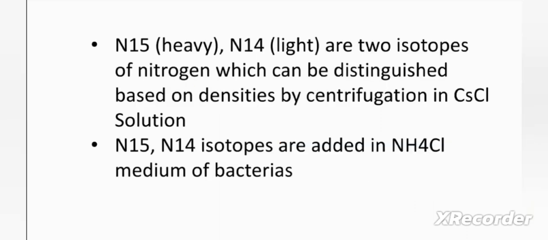Meselson and Stahl used two isotopes of nitrogen, N15 and N14, in the medium of bacteria, and these two isotopes of nitrogen can be distinguished according to their densities by centrifugation in cesium chloride solution. N15 is the heavy one, as it has a high atomic mass, and N14 is the lighter one, it is less dense, so we can distinguish them according to their density in centrifugation.